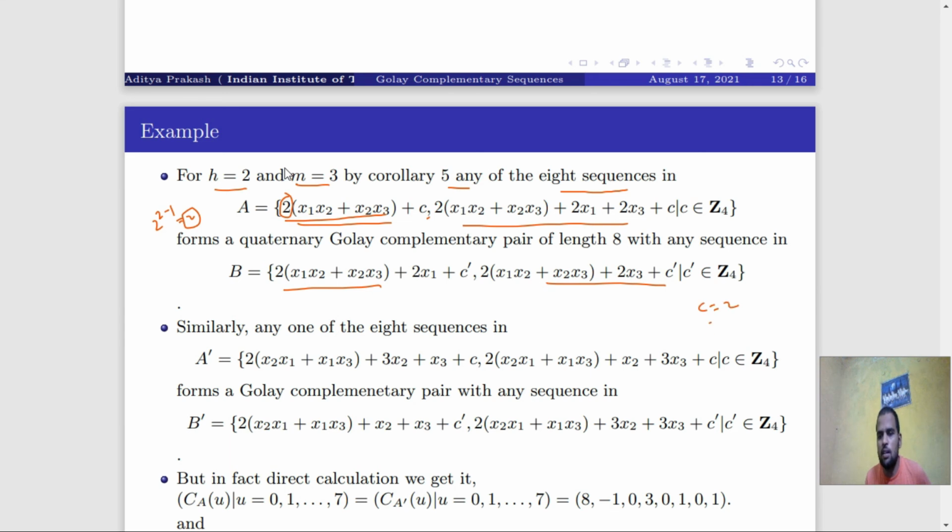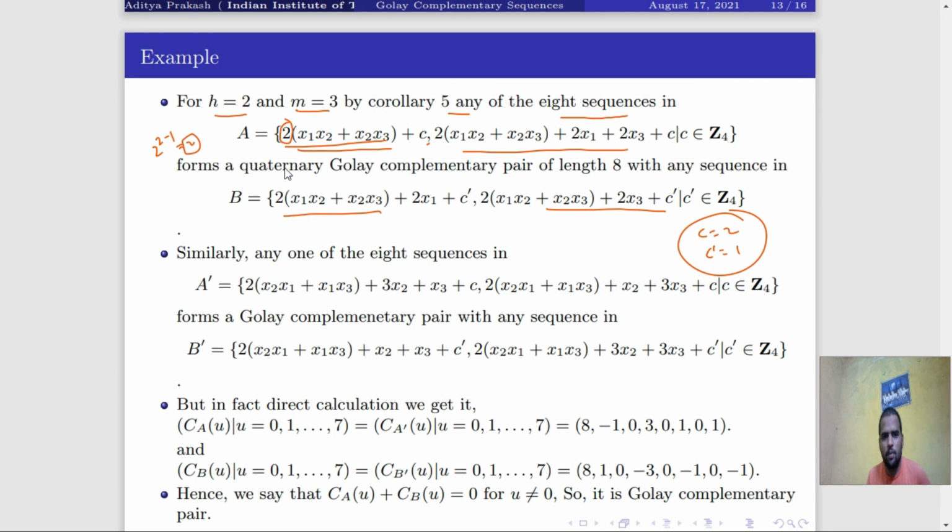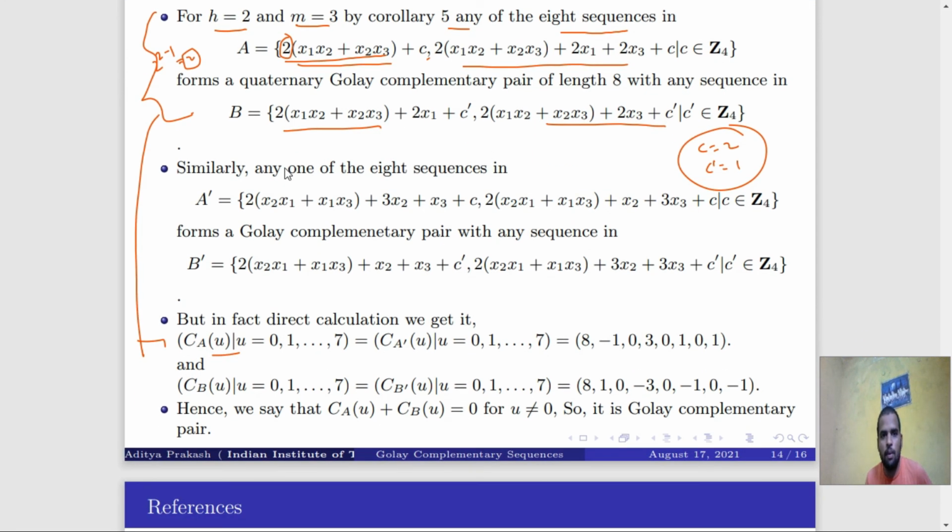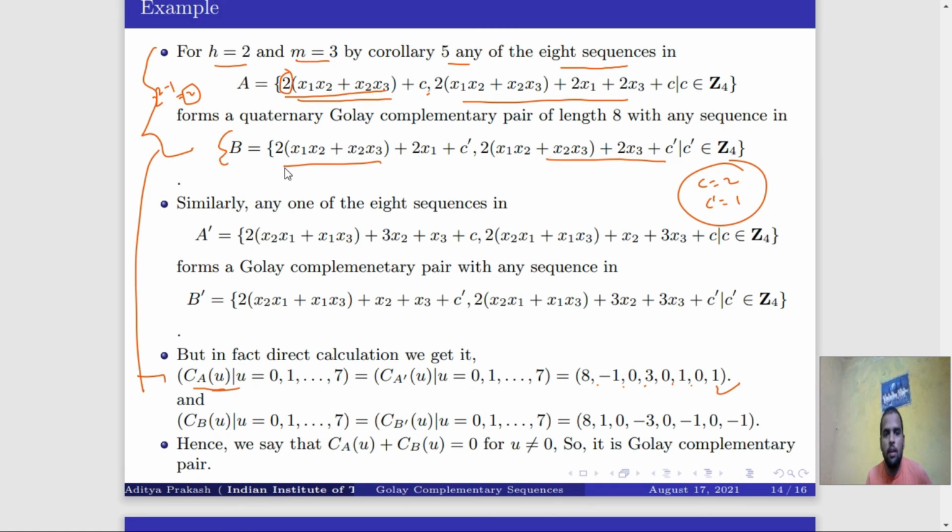Where we can simply take c is equal to 2 and c dash is equal to 1. After taking this, I will show this problem. After taking this, we get the value of c_A(u) as 8 minus 1 0 3 0 1 0 1. And after B we get c_B(u) equal to u 0 0 1, c_B dash equal to 8 1 0. So I already told that if u is equal to 0, it's not a complementary pair. So extract this part.